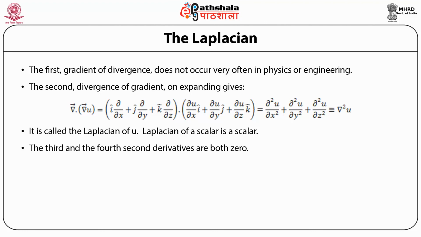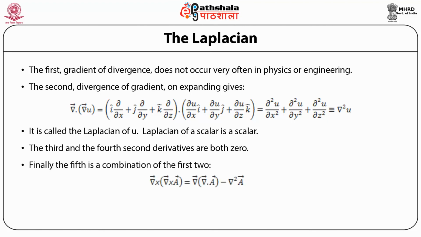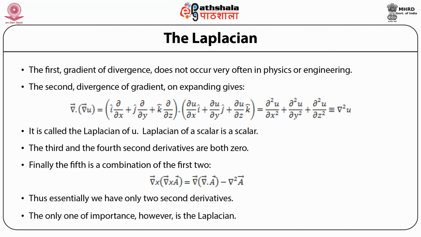The third and fourth second derivatives are both 0. Finally, the fifth is a combination of the first two, that is del cross del cross A vector is equal to del into del dot A vector minus del square A vector. Thus, essentially, we have only two second derivatives. The only one of importance, however, is the Laplacian.